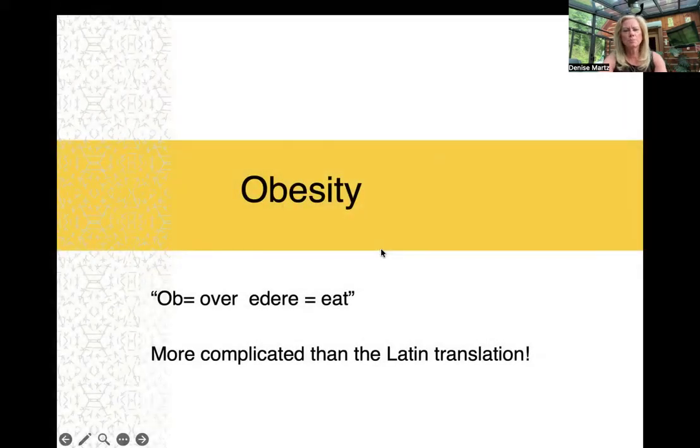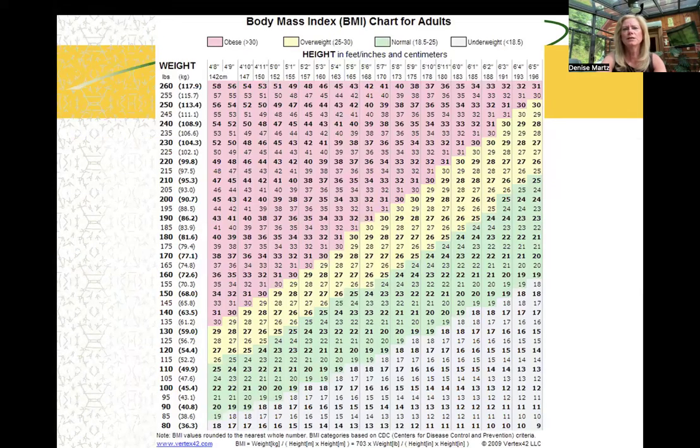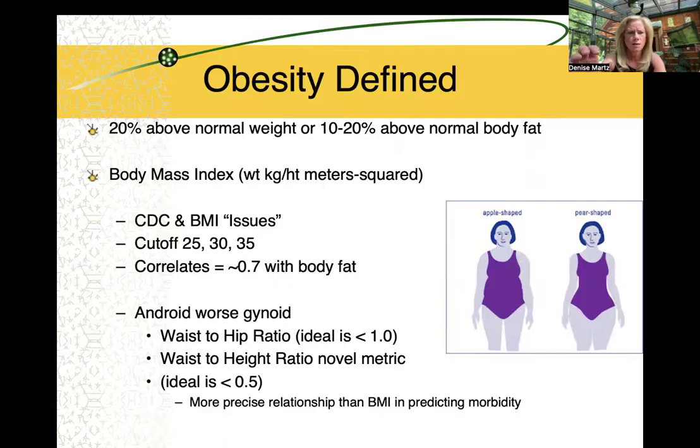All right, the term obesity comes from the Latin meaning to overeat, but as you're going to see throughout this presentation, it is a lot more complicated than simple overeating. Many of you have heard of the body mass index chart for adults, and let's go ahead and move in. I'm sure many of you are critiquing BMI in your head already.